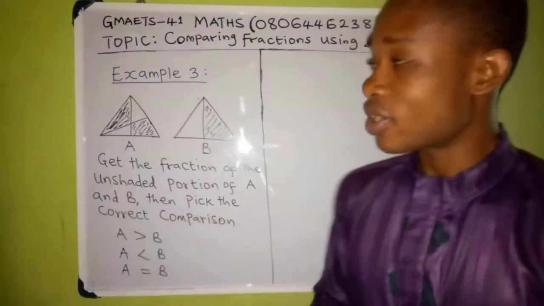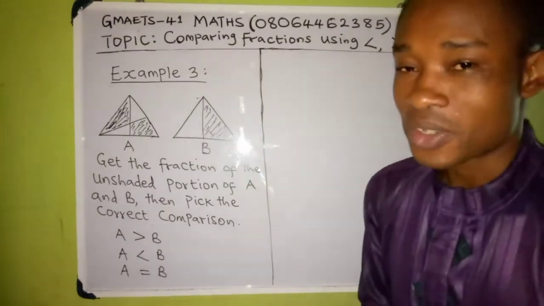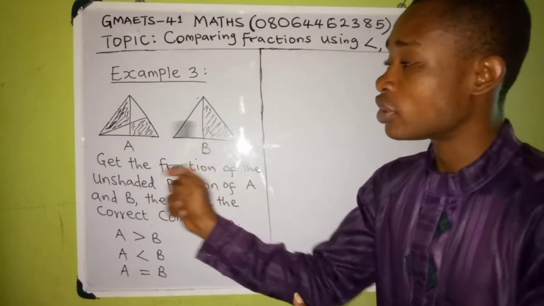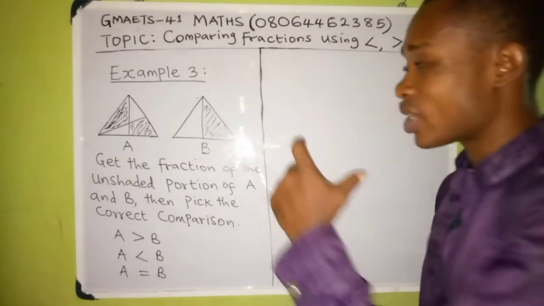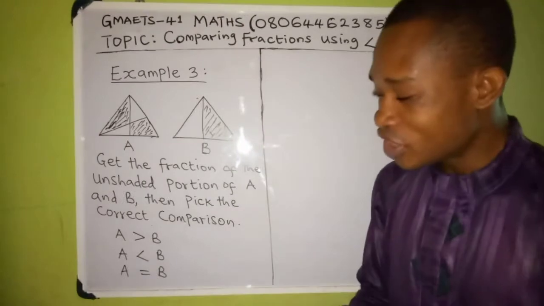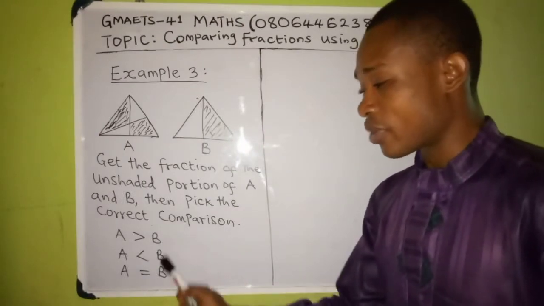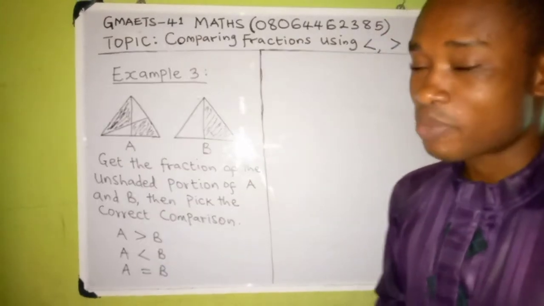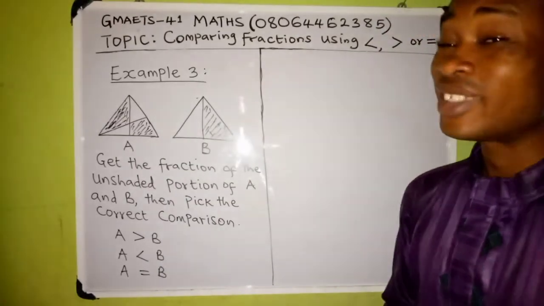That is the question. So what is the question asking us to do? We are going to write out the fraction of the unshaded portion of A and B. And once we get this fraction, we will now check which is true out of these 3 statements. Let's proceed and do it just the same way we've been doing using the multiplication trick.